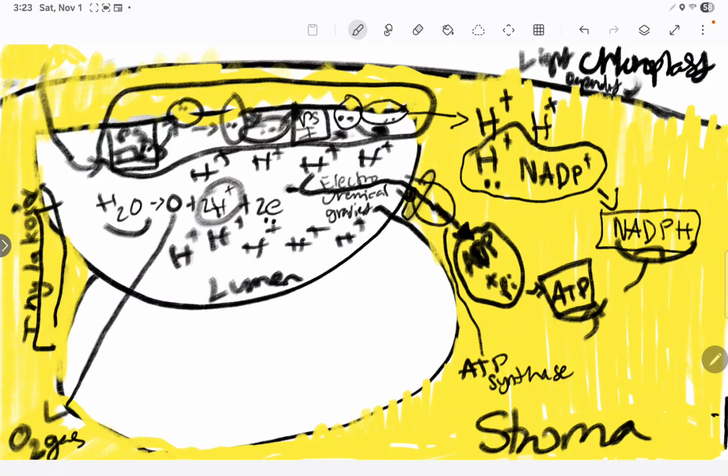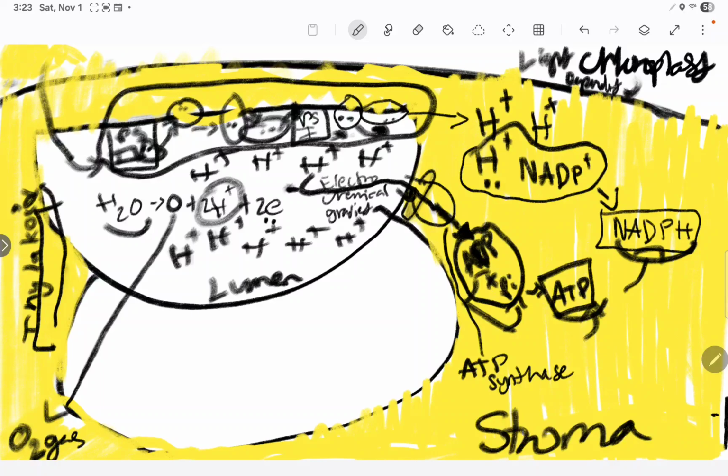And then finally, these protons are going to flow back out, which we'll talk about more next. And this will create something called ATP synthase, which will spin ADP and phosphate together, and this will create your ATP. So this is your phosphate, and this is your ADP, and together this will create your ATP.